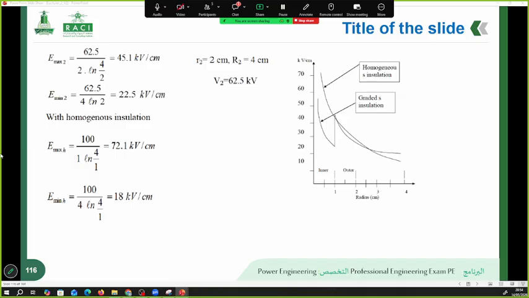In contrast, the graded insulation curve shows a more controlled and smoother variation of the electric field. By properly designing the insulation layers with different permittivities, the electric stress is redistributed more evenly across the insulation thickness. As a result, the maximum electric field is reduced, and the difference between inner and outer stress level becomes smaller. So this demonstrates the key advantages of graded insulation. It minimizes peak stress and improves the overall reliability and lifespan of the cable systems.